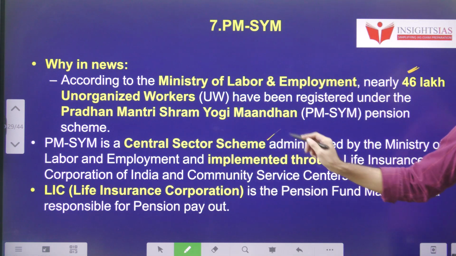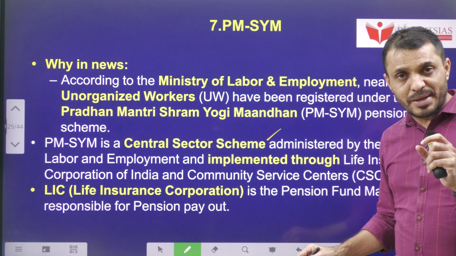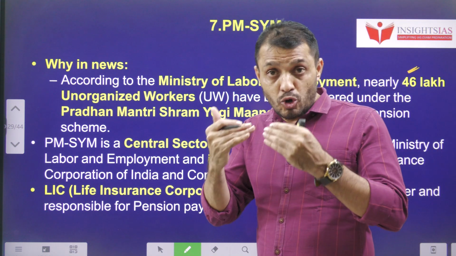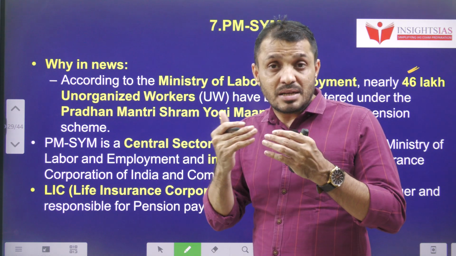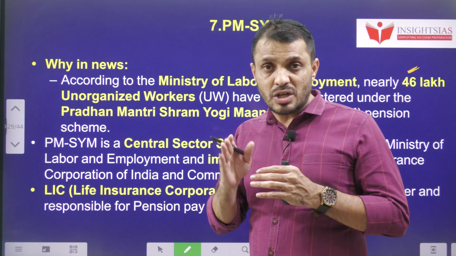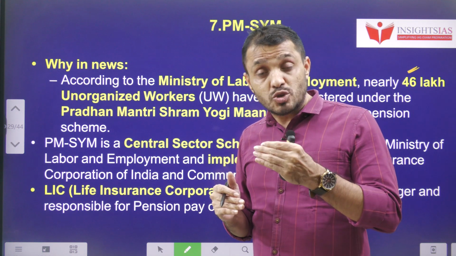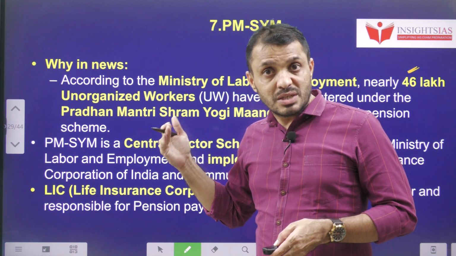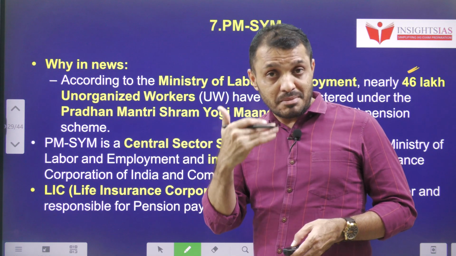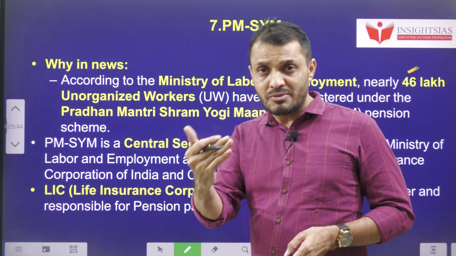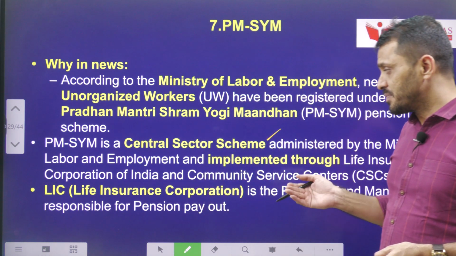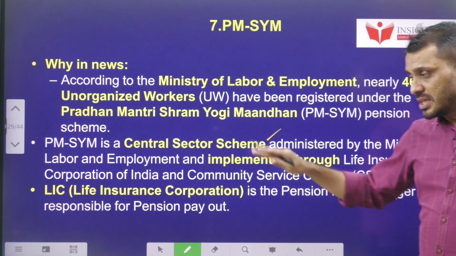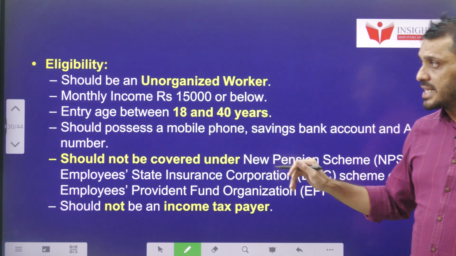PM-SYM is a central sector scheme. That means 100% money will be contributed by the union government. Here, 100% money means the policy holder will contribute. For example, if he wants 3000 rupees pension after 60 years, for that he has to contribute, for example, 4000 per month. Of that, 50%, that means 2000, will be contributed by the policy holder and the same matching grant, the same amount of 2000, will be contributed by the union government. Here the state government doesn't get involved. In this, LIC is the pension fund manager. This entire money will be maintained by the LIC.